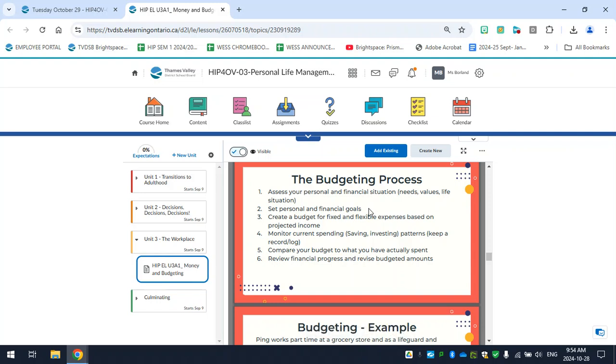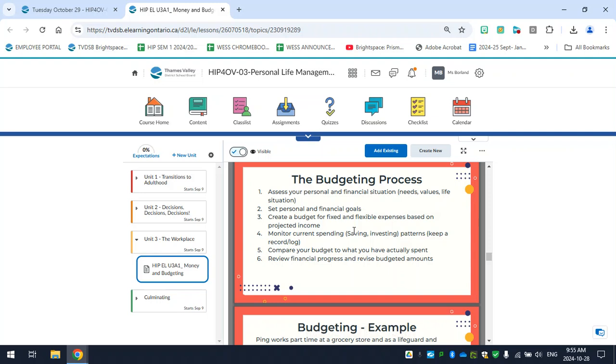So a financial goal could be that you save $5,000 in 2 years, for example. A personal goal could be you limit your spending on extras, so like buying new shoes, going out to the movies, going out to dinner, to $100 a month. Number three, creating a budget for fixed and flexible expenses based on projected incomes.